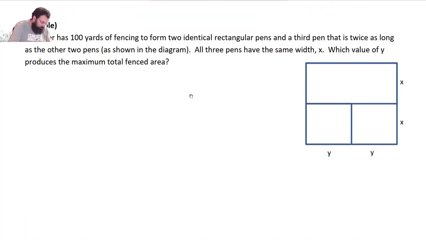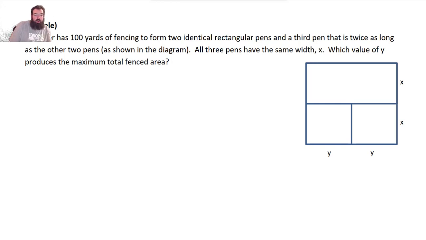All right. A farmer. Hopefully he's a pig farmer. Farmer has 100 yards of fencing to form 2 identical rectangular pens and a third pen that is twice as long as the other 2 pens, as shown in that diagram. All 3 pens have the same width, x. Which value of y produces the maximum total fenced area?